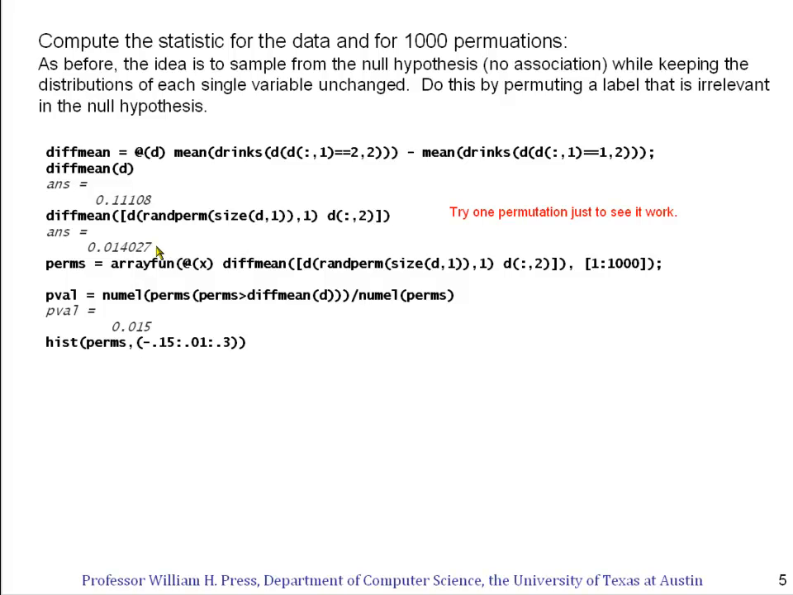Okay, but we don't really know until we try it a whole bunch of times. So here with the array function in MATLAB, we apply this 1,000 times, and then we're going to look at, let me call it the p-value because that's what it is. We'll look at the number of these permutations which give a value greater than what we got for the real data here, divided by the total number of permutations, that's 1,000. And we get a p-value of better than 2%, about 1.5%, as shown here.